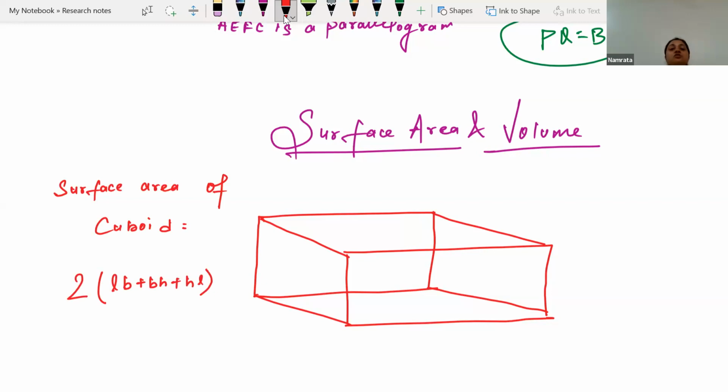As I said, you should understand the meaning of surface area, because just after this one, I will start drawing different types of figures, combinations of two figures. You should understand surface area means the area of each and every surface added together or combined together. So how did we get this formula for the surface area of a cuboid? Let me show you.